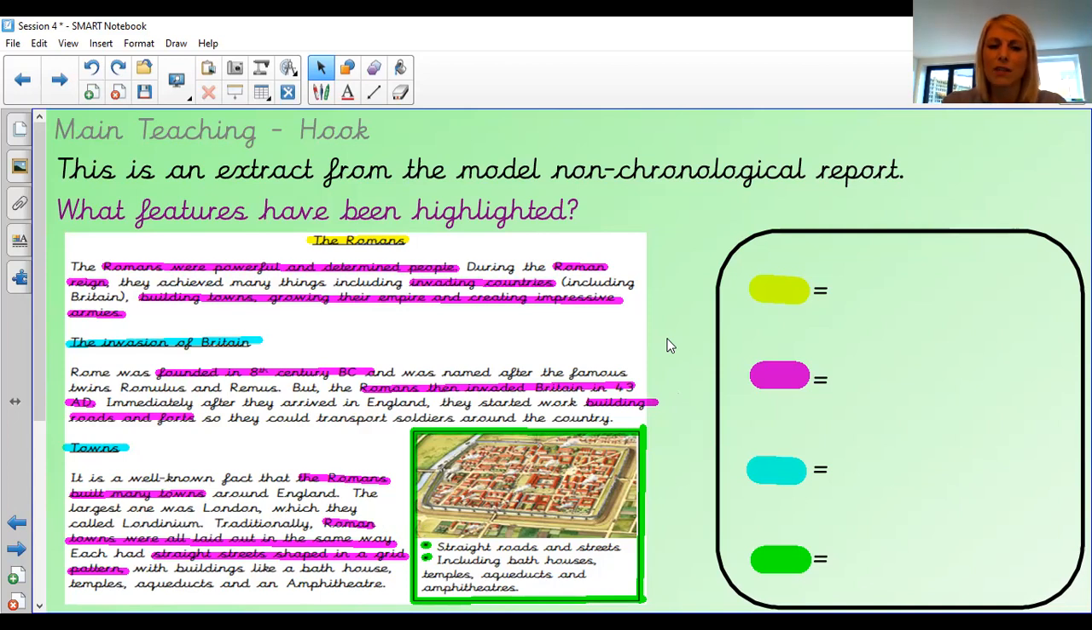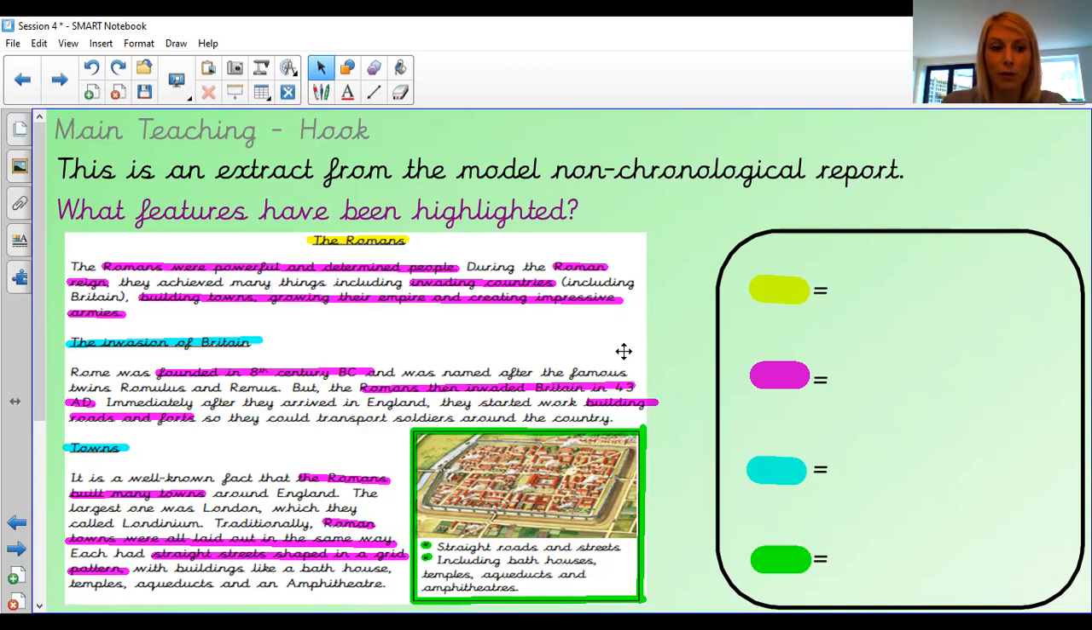I thought the bits that I was reading were quite factual, weren't they? There was lots of information there. Also had some quite topical words like invading and empire and impressive armies. So have a think, what feature have I highlighted in purple?